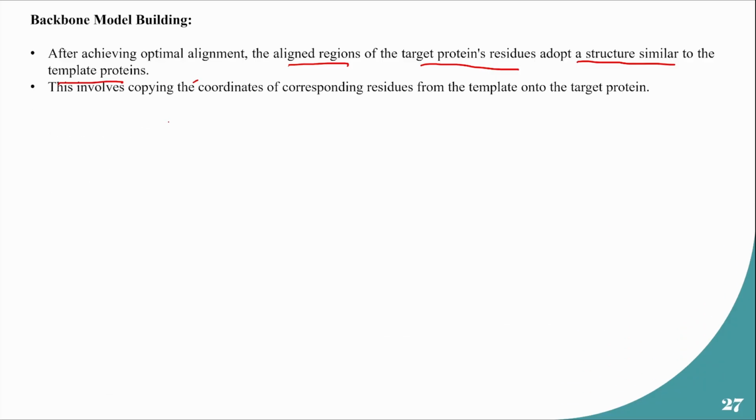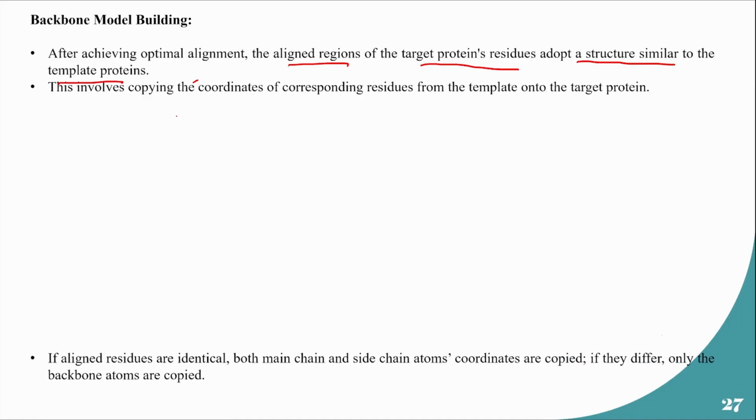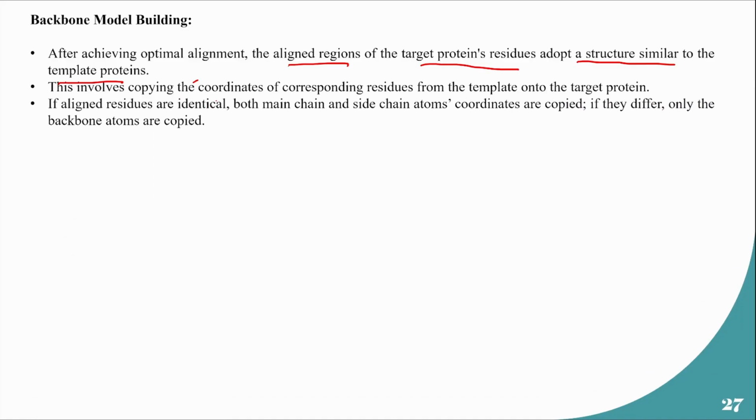So then what you can do is copy the coordinates for the aligned regions from the template, and apply that to the target protein to find the positioning or the coordinates for those atoms in the target protein, right? Now, if the residues are identical, then, as in the earlier question that you solved, both main chain and side chain atom coordinates can be copied. All of them can be copied. If they differ, then only copy the backbone atoms, and the side chain can be modeled later. Okay.